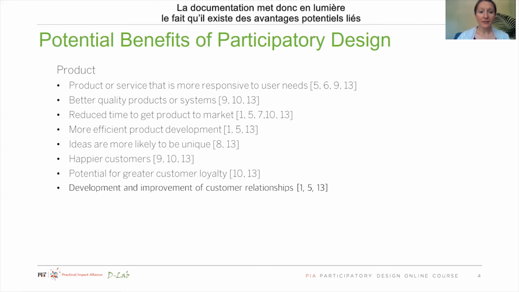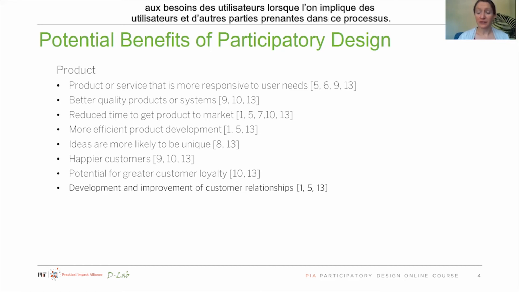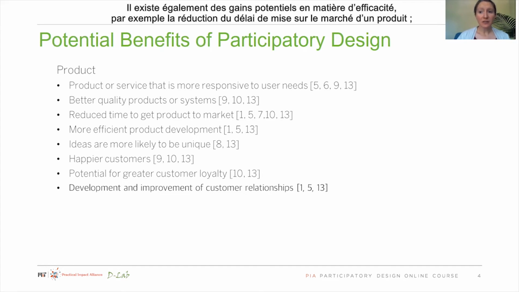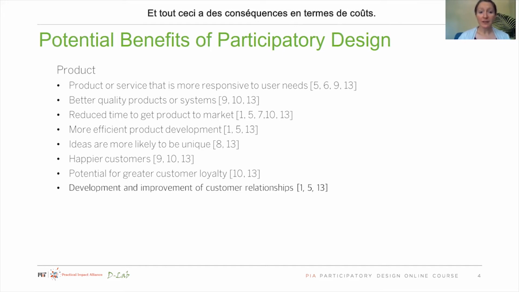So literature highlights that there are potential benefits related to a product or service being more responsive to user needs if you're engaging users and other stakeholders in that process. There's also potential for better quality products or systems. There are also potential gains in efficiency, reduced time to get a product to market, more efficient product development, especially when there are fewer later stage changes. And all of this has implications in terms of costs.